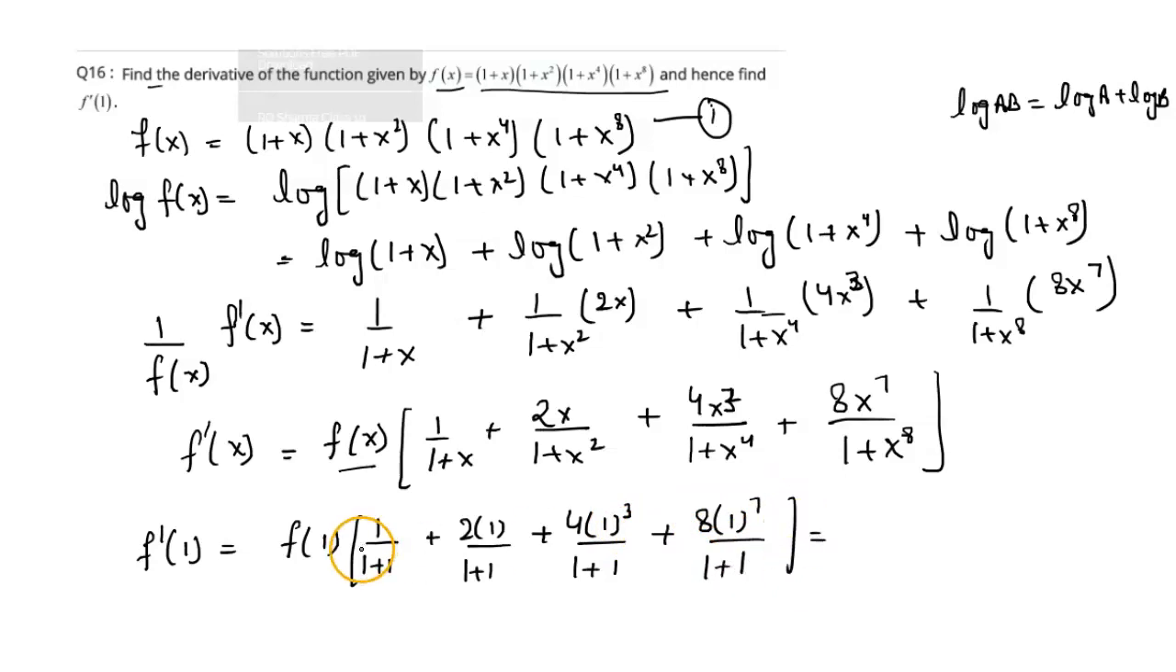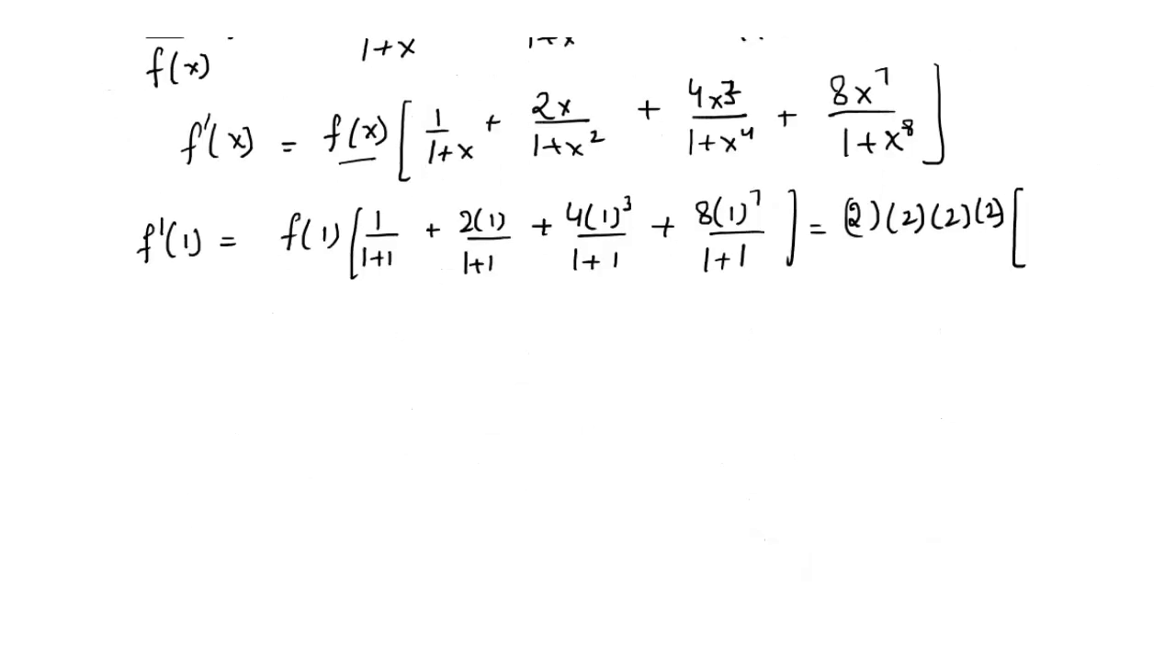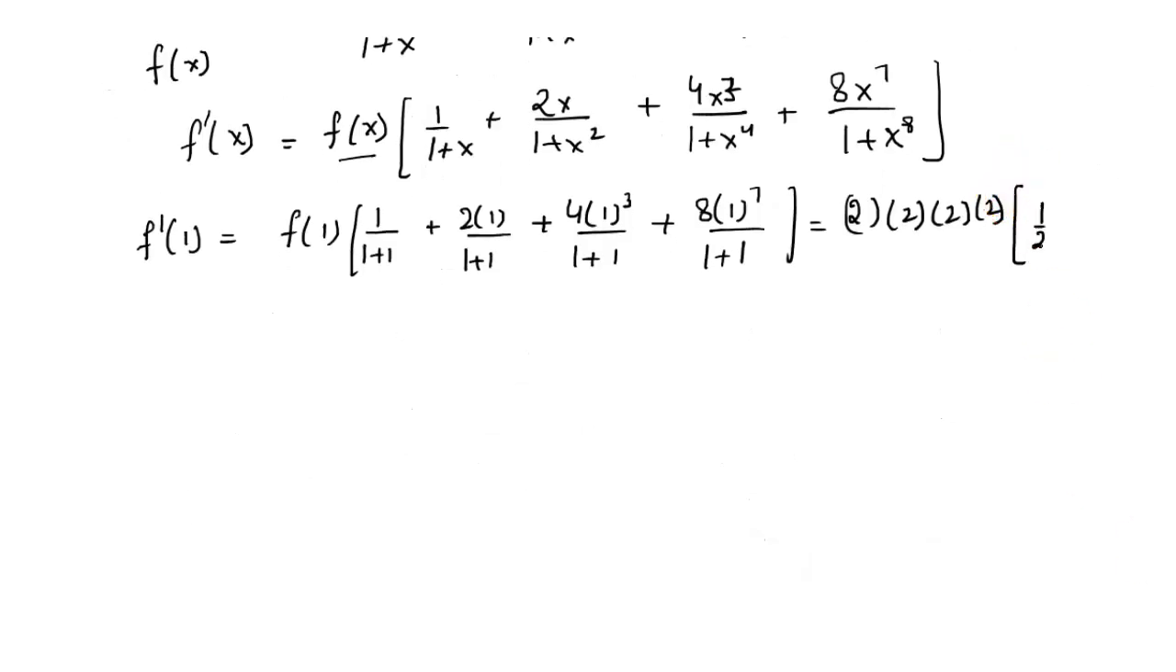Now for f of 1, that means in the first equation we have to substitute the value x equals 1. So 1 plus 1 is 2, multiplied with again 1 plus 1 is 2, again 2 and 2. Then further simplify: 1 divided by (1 plus 1), which is 2. So 1 divided by 2 plus 2 divided by 2 plus 4 divided by 2 plus 8 divided by 2.